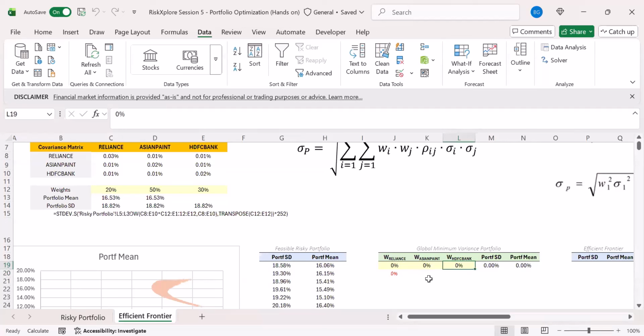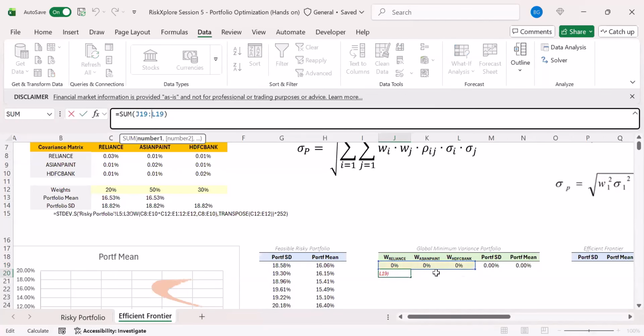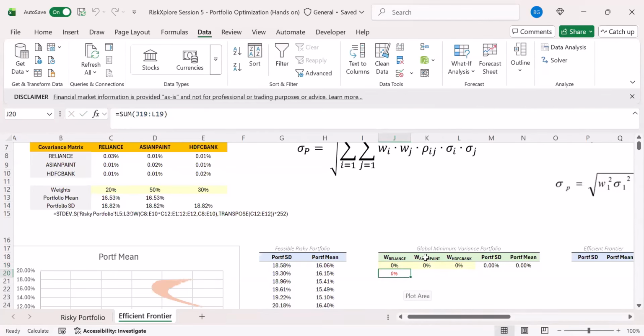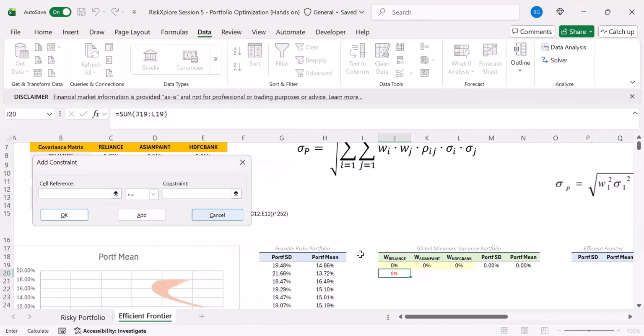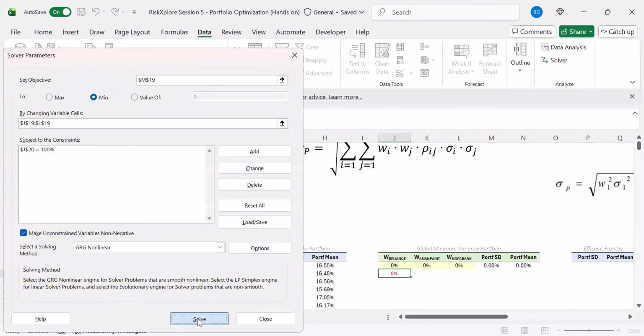So to resolve this issue, what we can do is take the sum of these weights as well, and make sure that the sum of these weights, the amount we are invested, is 100%. So we will again go here and add a constraint here. The constraint is that the total of weights should be equal to 100%. Let's click on OK. And now let's click on solve.